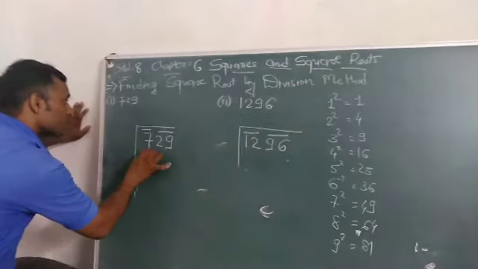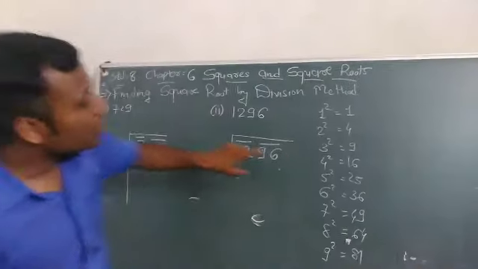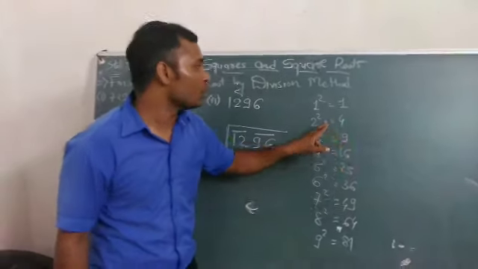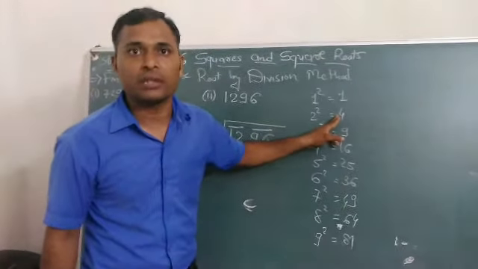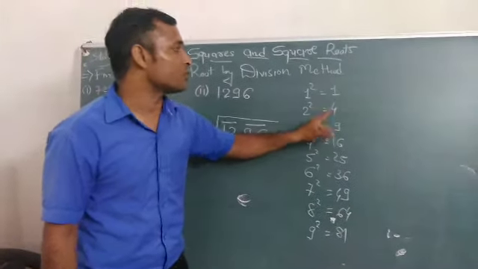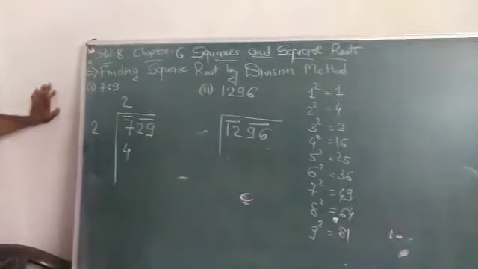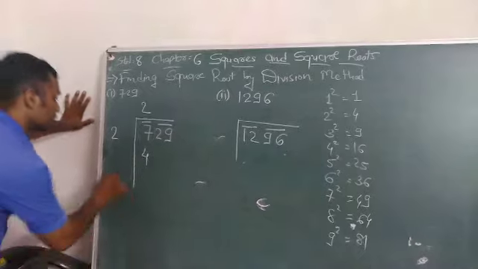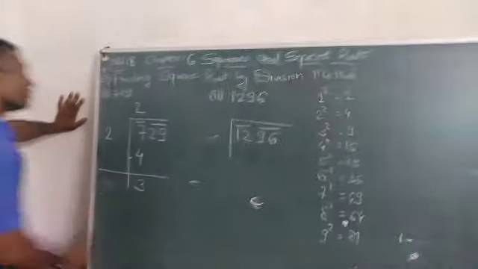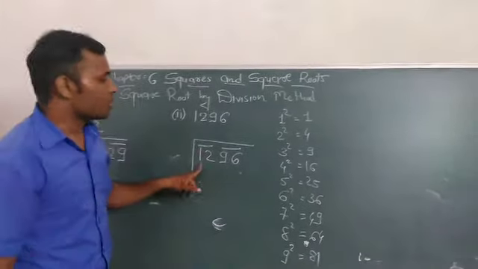First of all, this is 7. 7 is between 4 and 9. So 9 is bigger than 7, so start with 4. Clear? 2 2s are 4. Subtract: 7 minus 4 is 3.